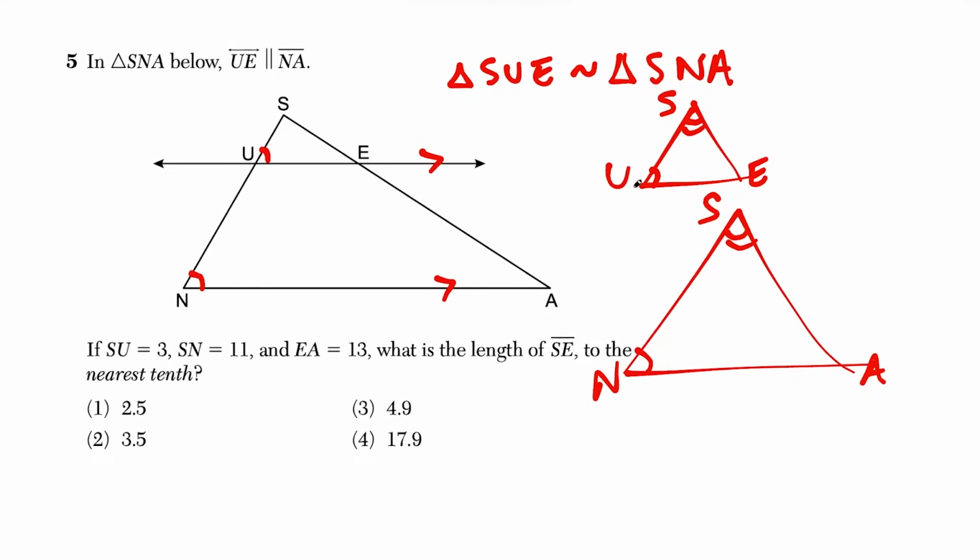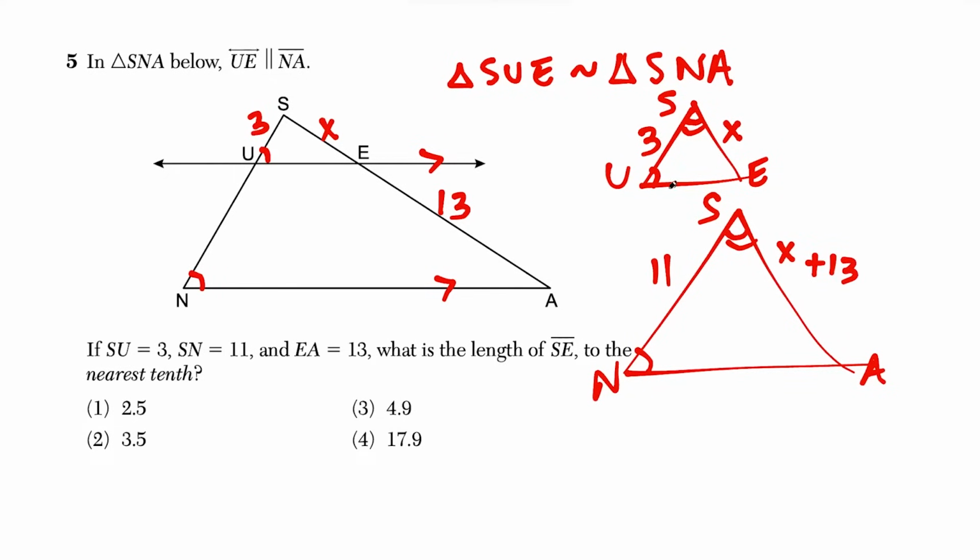So what I'm going to do now is label. We have SU is equal to 3, so I'm going to call this 3 over here. And then they told us SN is equal to 11. And next we had EA is equal to 13. So if I put an X over here, SE is equal to X, but the entire distance from S to A is X plus 13.